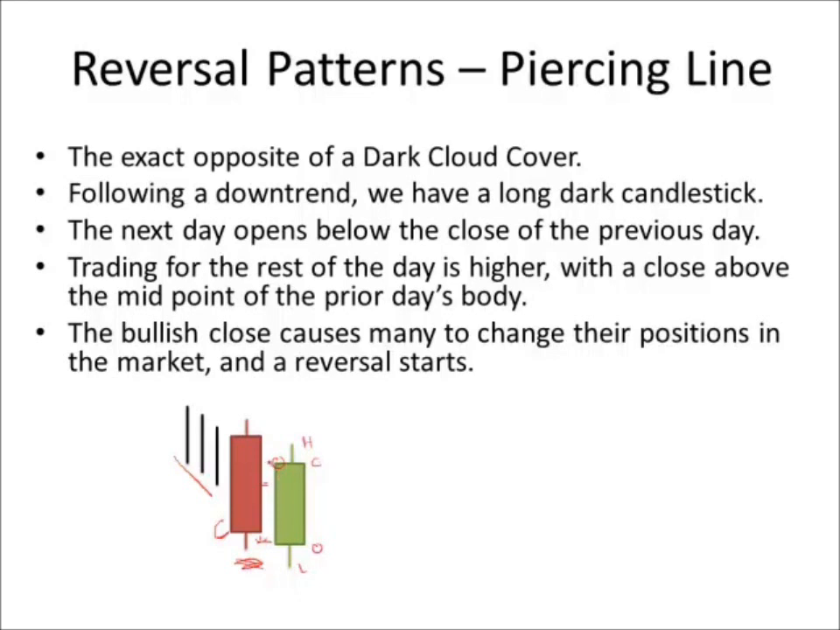And this is a bullish close, and just like with the previous pattern, the dark cloud cover, this causes many people to change their positions, and this signals a reversal in the trend. So these Japanese candlestick patterns, the dark cloud cover and the piercing line, are both reversal patterns that are fairly similar to one another. One is just the opposite of the other, and they both signal a change in the trend based on the next day's candlestick moving in the other direction and closing above the midpoint of the previous day's candlestick. That's essentially what we need to look out for.